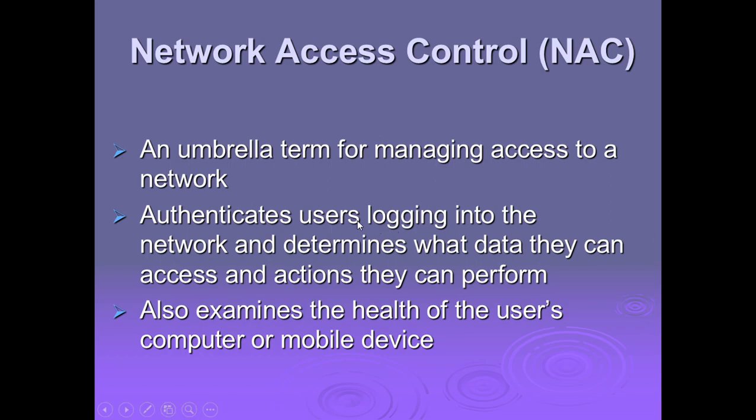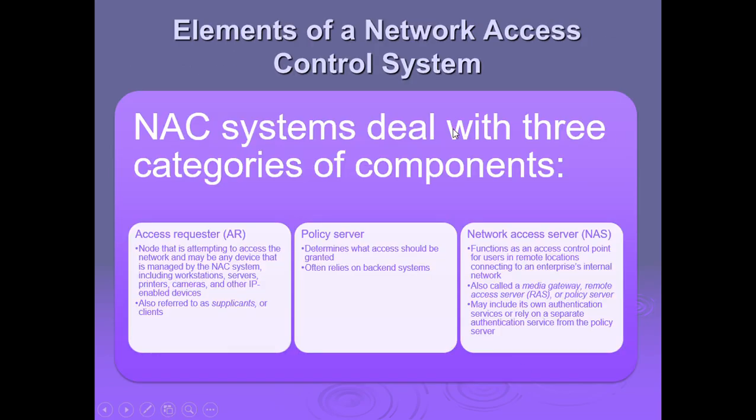Okay, here it will authenticate user login into the network and determine what data they can access. Here we speak about authentication and authorization, and what possible actions they can perform after authentication and authorization. Also, the NAC examines the health of the computer or the client, which is the device used by the user to access the network. Those are the main elements of a network access control system.